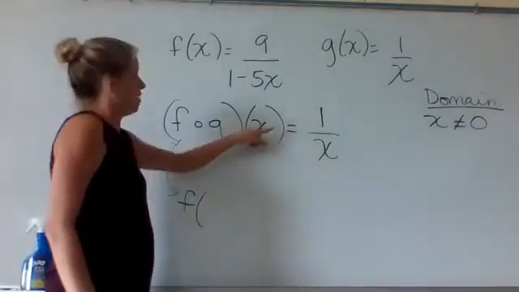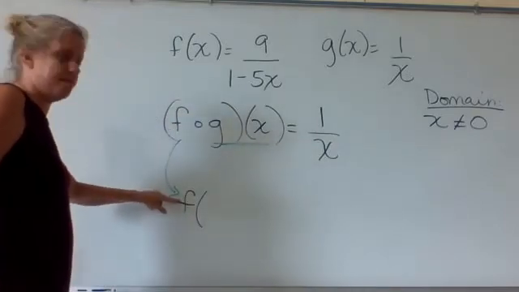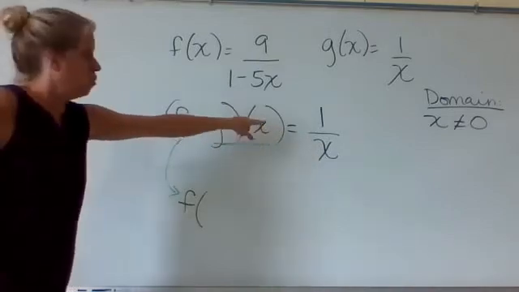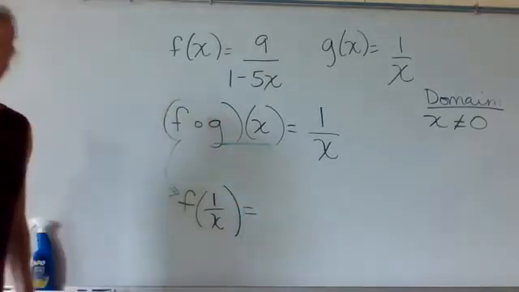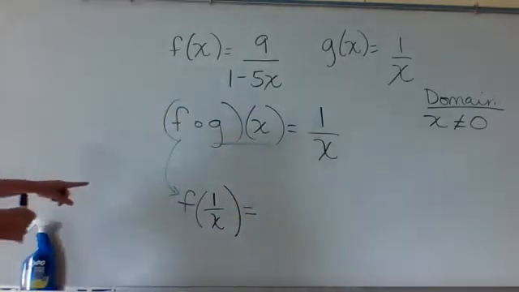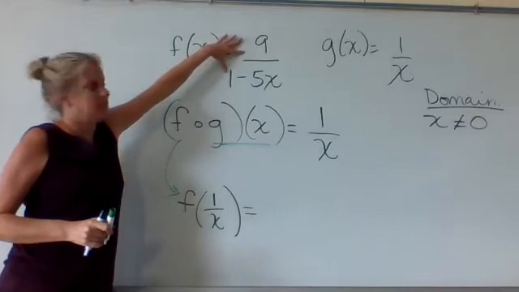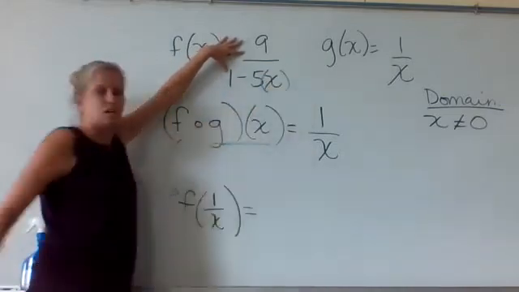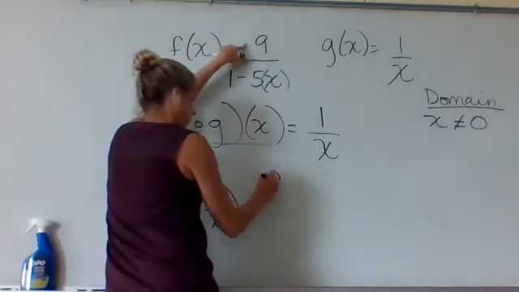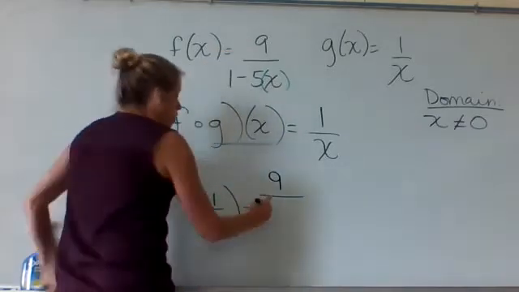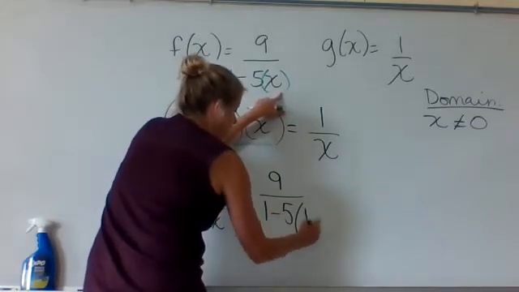So now, I've found g of x. The second part now means I'm going to find f of that solution. What is that solution? It is 1 over x. This is where it gets messy. So let's see, if I'm finding f of 1 over x, that means I'm going to go to my f function and replace this x with 1 over x. So let's see what that looks like. I'll have 9 over 1 minus 5, and instead of x, I'm going to write 1 over x.